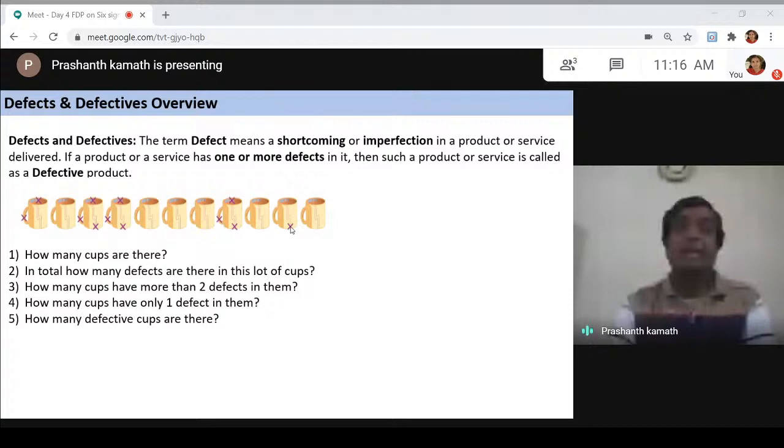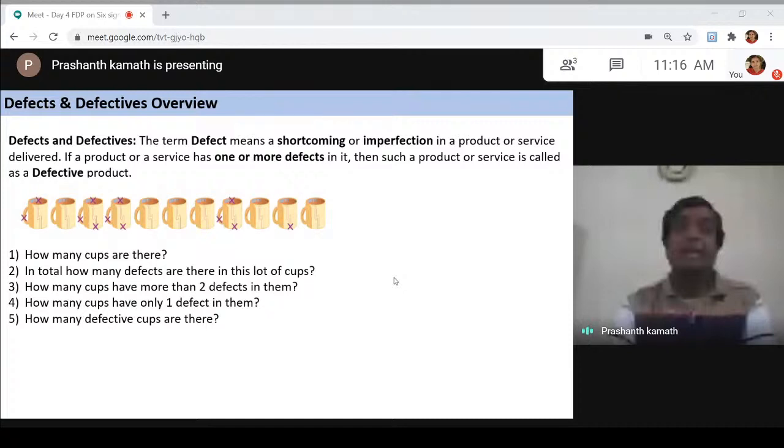There could be other cups which have more than 1. That's a separate question. But the question here is, how many cups have only 1 defect? The answer is 1. That is cup number 10. Now comes the key question. How many defective cups are there?